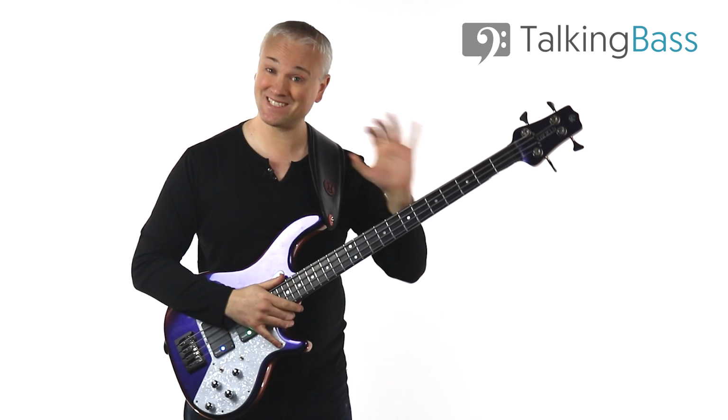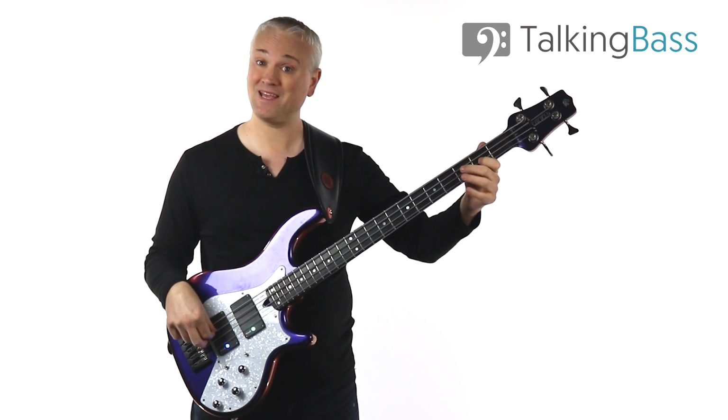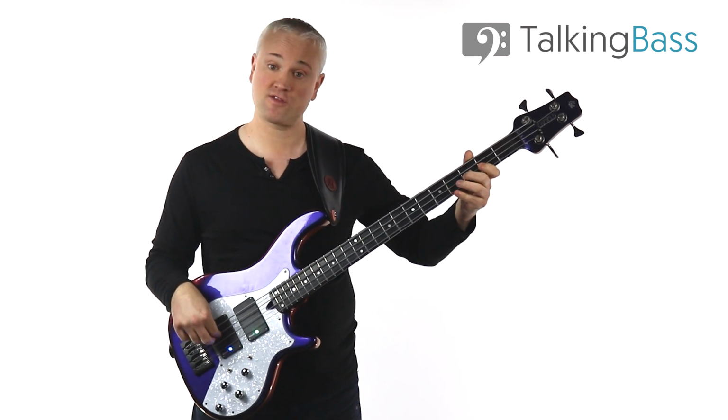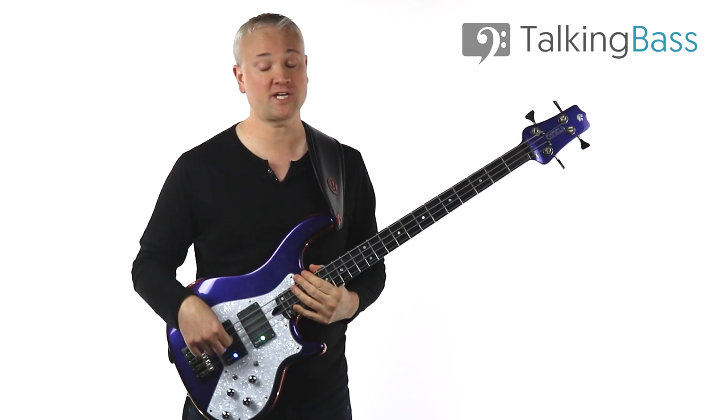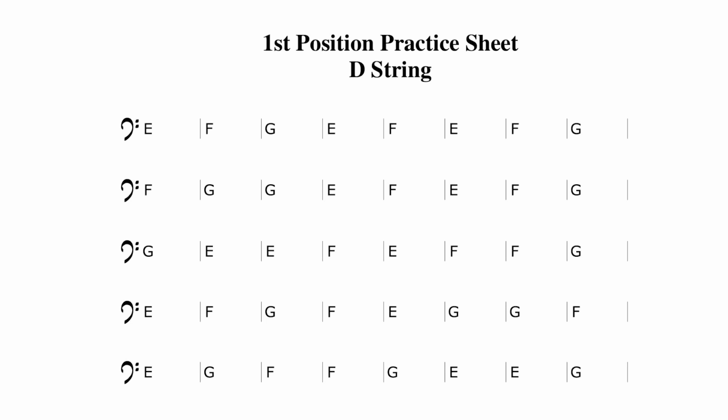Next, let's move on to the D string. So remember E, F, and G, 2nd fret, 3rd fret, and 5th fret. So with the test sheet, 1, 2, 3, 4. E, 2, 3, 4. F, 2, 3, 4. G, 2, 3, 4. E, 2, 3, 4. F, 2, 3, 4. E, 2, 3, 4. F, 2, 3, 4. G, 2, 3, 4.